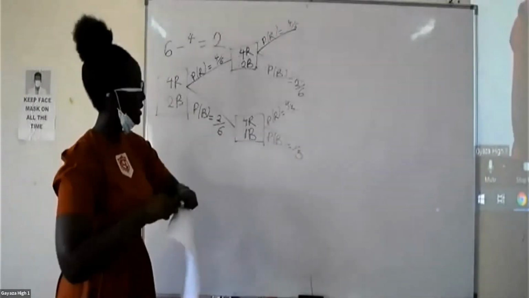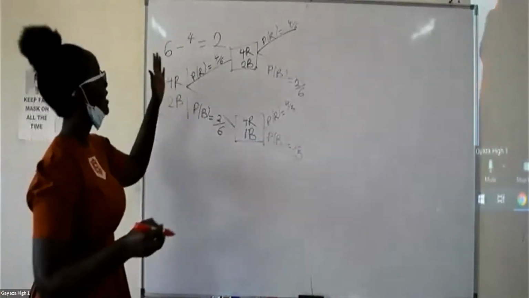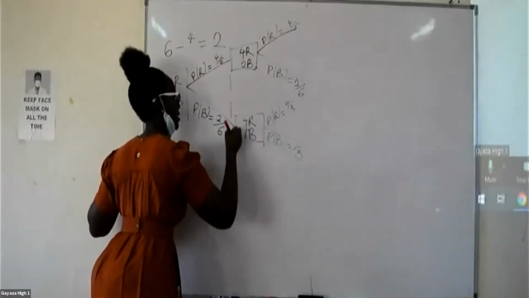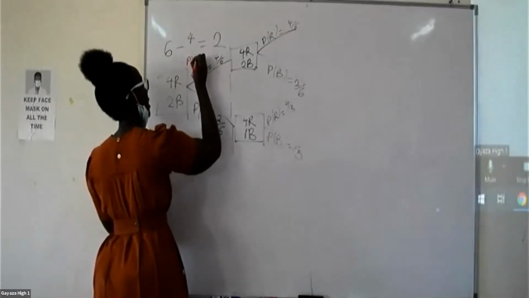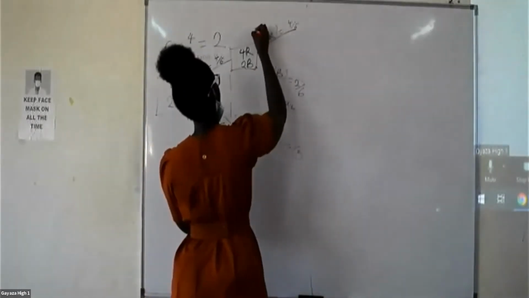And to make your work easier for the next question, you can separate it to show the first picking and the second picking. I can separate it like this. So this is the first picking, and then this is the second picking.